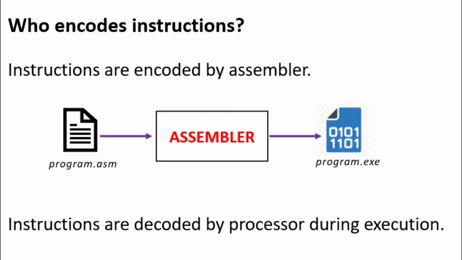Now the important question about all this encoding process: who exactly handles encoding in the processor? The assembler is responsible for encoding assembly language instructions and converting them into binary. So when you write a program in assembly language, you will be using different instructions, and you will pass that program to the assembler. Now the assembler converts every instruction you have written into the binary equivalent, or what we call encoding.